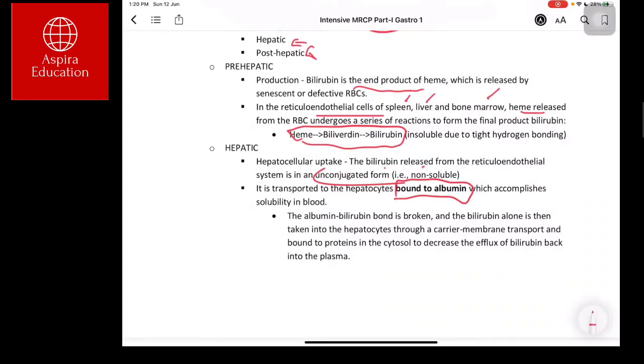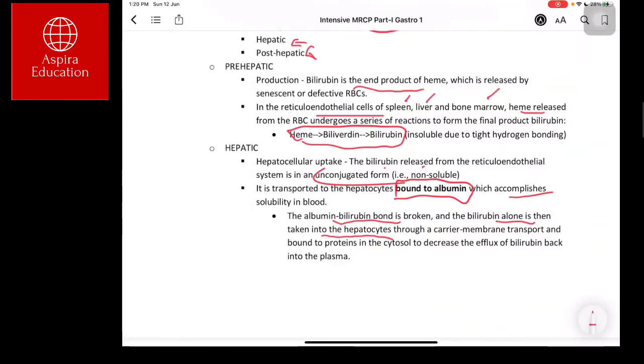So the unconjugated bilirubin is albumin bound, which gives it solubility in the blood. At the level of the liver, this bond is broken and the bilirubin alone is taken up into hepatocytes through a carrier membrane transport and bound to proteins in the cytosol to decrease the efflux of bilirubin back into the plasma.